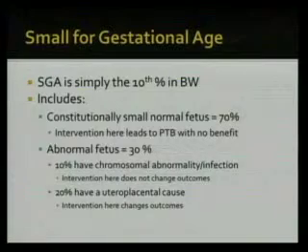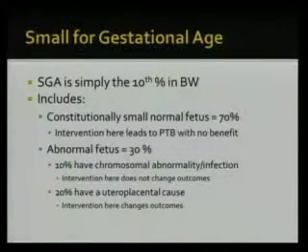This includes 70% who would be constitutionally small but normal. They are not at increased risk of poor outcomes associated with growth restriction because they're just small. The intervention that we would offer potentially later on in pregnancy would be early delivery. That early delivery would not help this baby, and it would only lead to preterm birth without any benefit to the fetus.